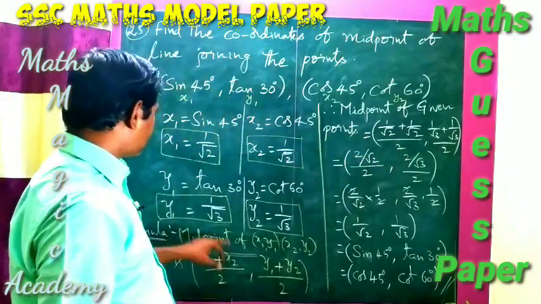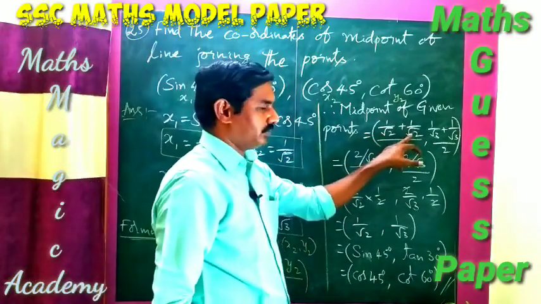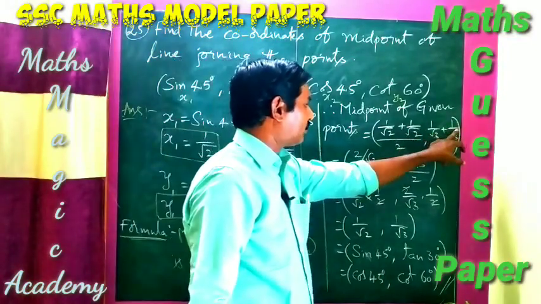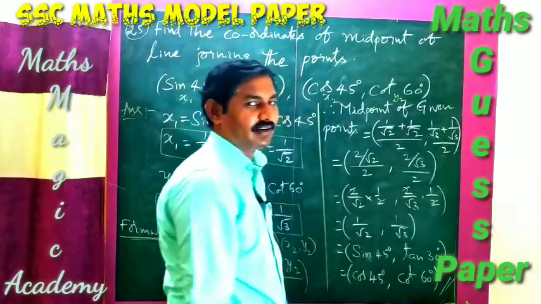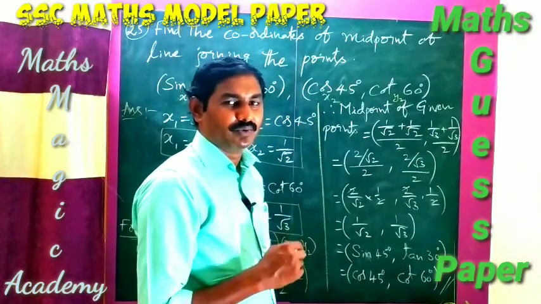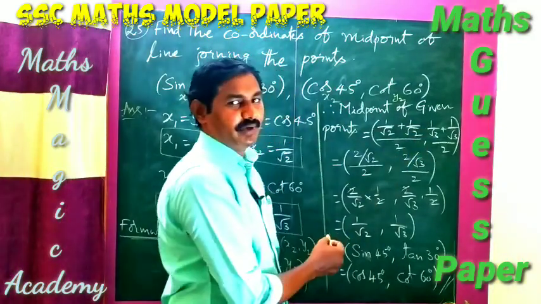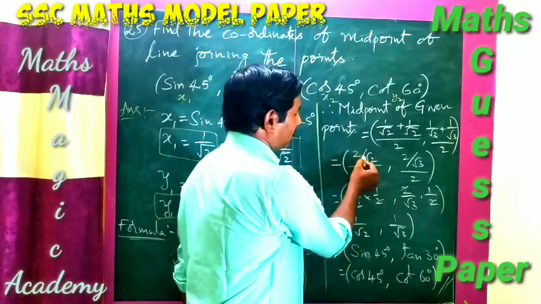x1 plus x2, so what is the x2 value? 1 by root 2. So 1 by root 2 by 2. Like that here, y1 plus y2 by 2. So now how many 1 by root 2's are there? 2 1 by root 2's are there. See, it is 1 by root 2, and one more 1 by root 2. So that 2 1 by root 2 is nothing but 2 by root 2.